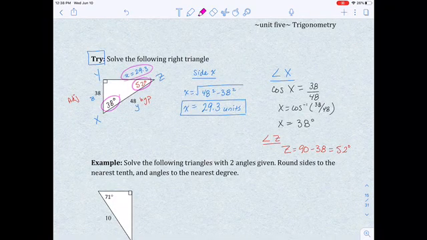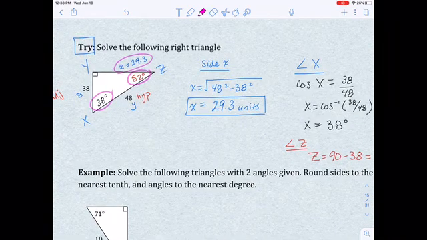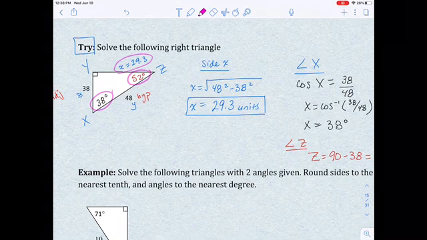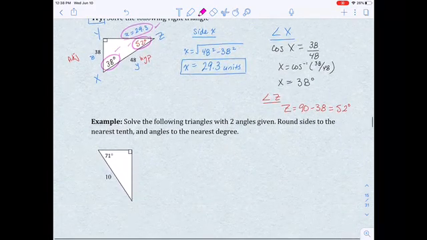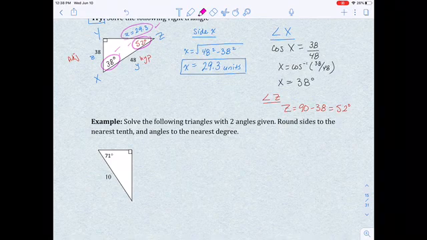Okay, so hopefully you got the same answers as I did. I just randomly chose X, Y, Z as my angles, and therefore side X here is 29.3, and my two angles were 38 and 52 degrees. So let's look at the next one. It says, example, solve the following triangles with two angles given. It's not obvious because we only see one angle measure here, but we do know that this right angle is, of course, 90 degrees. So we are, in fact, given two angles.